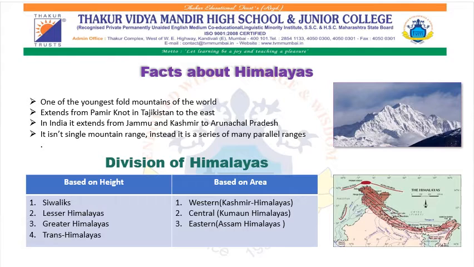Now, based on area, we have got Western Himalayas, which is also known as Kashmir Himalayas. It is located in the state of Jammu and Kashmir, Himachal Pradesh and Uttarakhand. The second one is the Central Himalayas, which is also known as Kumaon Himalayas. It is located in Sikkim. The third one is the Eastern Himalayas, which is also known as the Assam Himalayas.